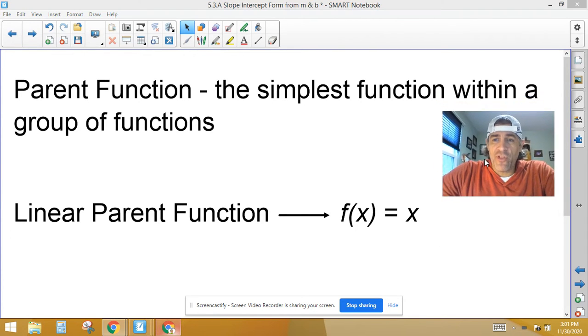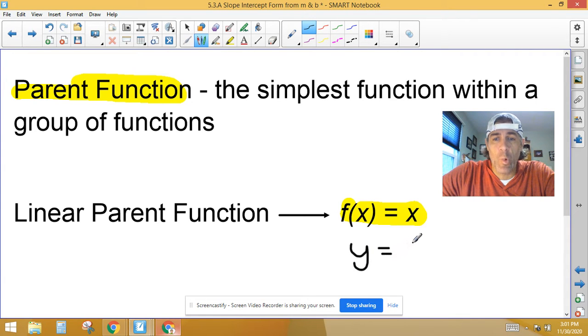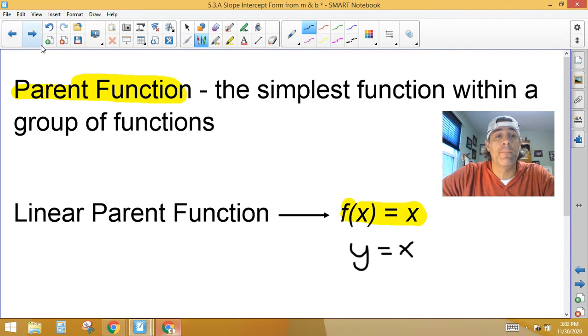So a couple first things. There's something called the parent function. A parent function, kind of like in real life, is the simplest function within a group of functions. It's what all other functions are based off of. The parent function for linear functions is just f of x equals x, or as we learned last chapter, f of x simply replaces y. So y equals x. That's the parent function. That's the most basic function there is for a linear function. And this is actually in slope-intercept form.